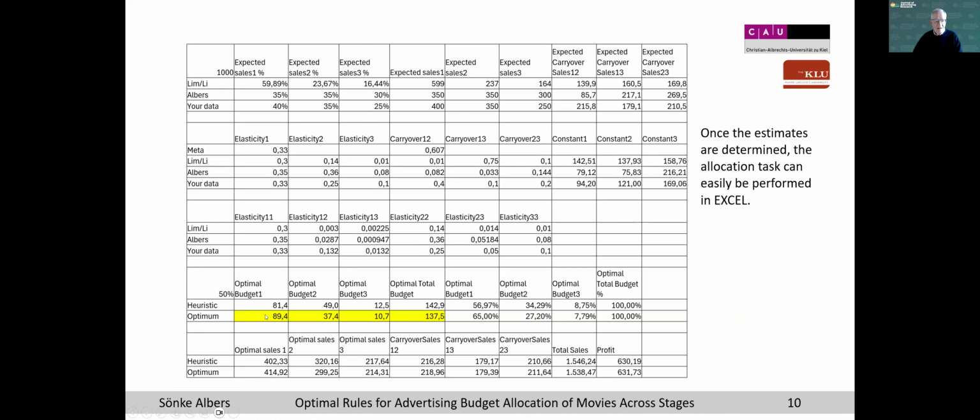And I also have run numerical optimization in order to show that the profit for both solutions is very close to each other. So although the budgets are a little bit different as a percentage, the profit is very close. And therefore, it's a very simple solution that is understandable by managers, and it is extendable to any number of stages, and incorporates the difficulty of carryovers across stages.